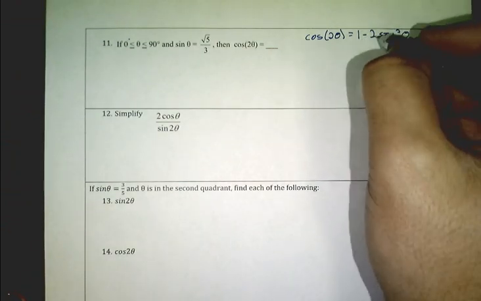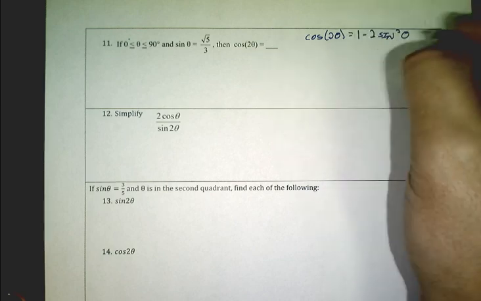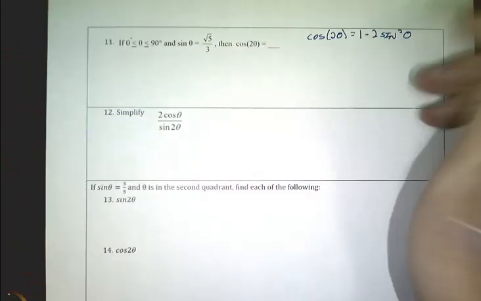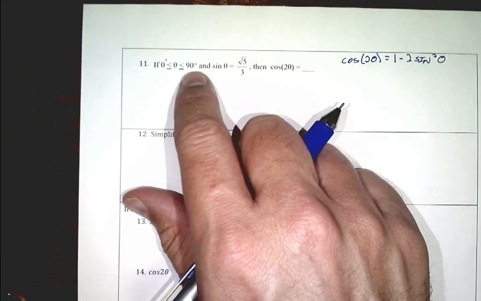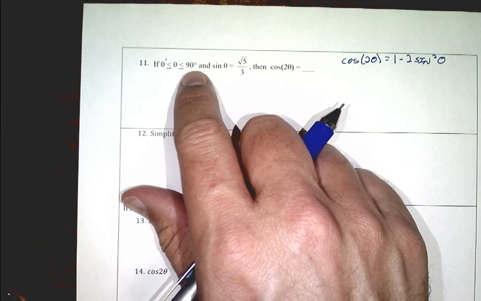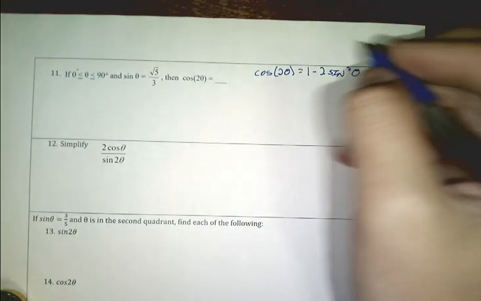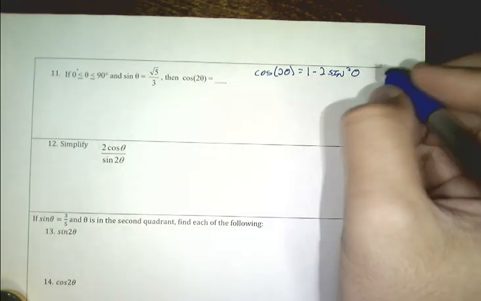So do that, and then we can just replace everything we know in here. Theta is between 0 and 90, so we don't have to worry about negatives. They will pop up as needed. Okay, so let's see here.